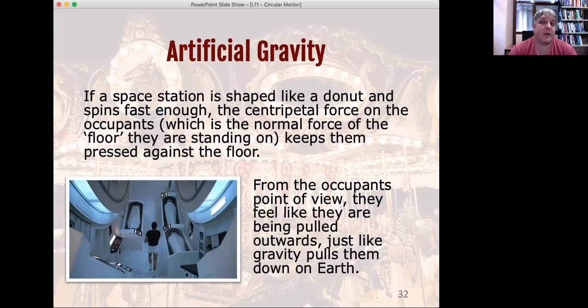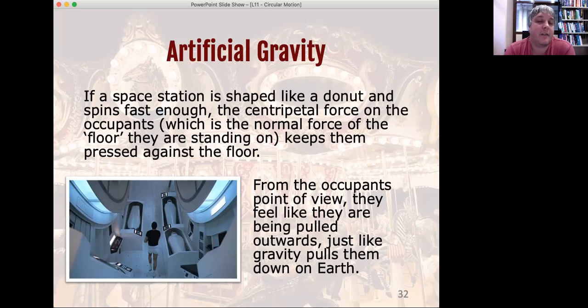But if you have a big ring or a donut type shape space station and it's rotating, then that means that it is applying a centrifugal force, or a centripetal force to you, which feels like a centrifugal force. And that centrifugal force, if the ring is rotating fast enough, can feel just like gravity. You can actually set it to the same acceleration due to gravity, same force due to gravity, I should say. And so you can easily make artificial gravity using that kind of a setup.